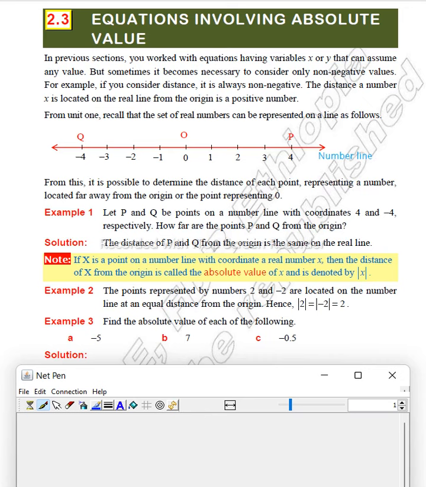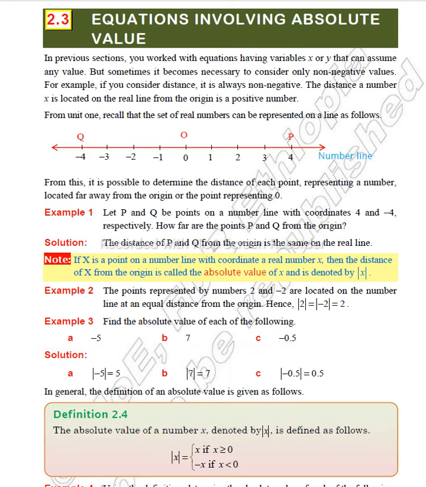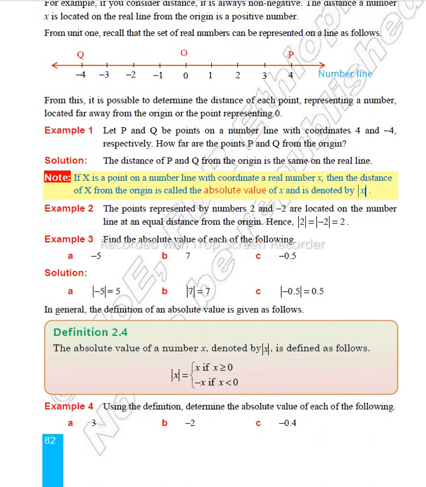If x is a point on a number line with coordinate x, then the distance of x from the origin is called the absolute value of x, and is denoted by |x|. This is the definition of absolute value. Here we have another example.